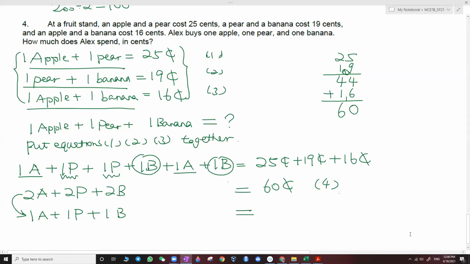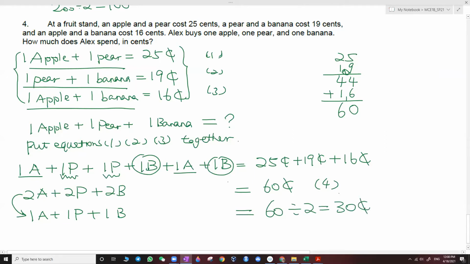So, Kevin, did you say you know how to do it? Yes, it's 30. Because there's 2 of each, so you can divide. Exactly. We need 1 of each, right? So we basically just do 60 divided by 2. So it's 30 cents.